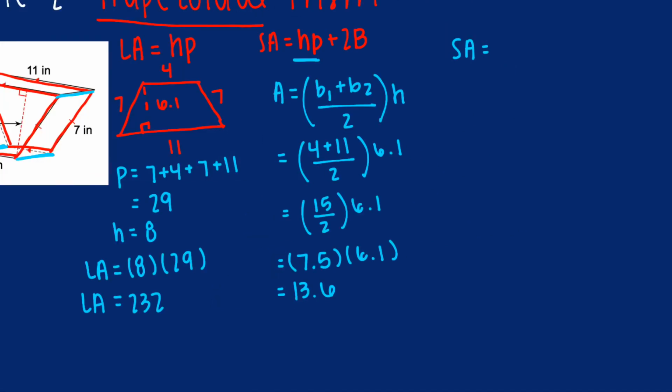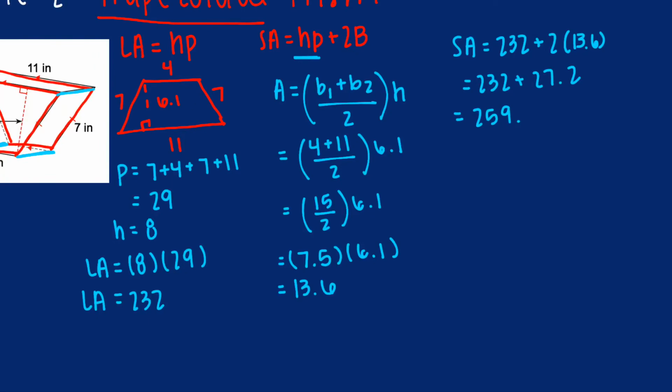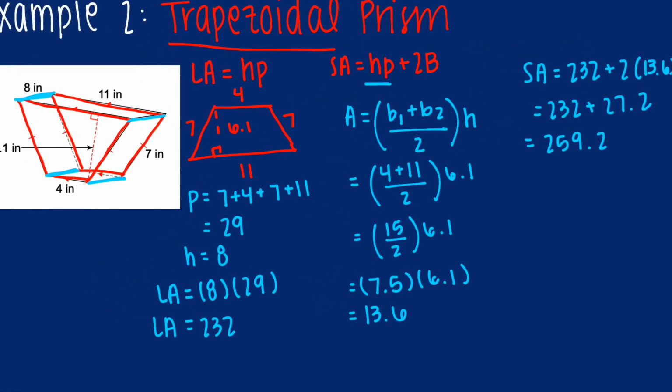So the last step is to plug everything in. I found HP, lateral surface area, to be 232 plus 2 times the area of the base, which is what I just found. It's 13.6. I'm going to go ahead and simplify that last part. 13.6 times 2 gives me 27.2. And so then when you plug this into your calculator, you get your total surface area as 259.2.